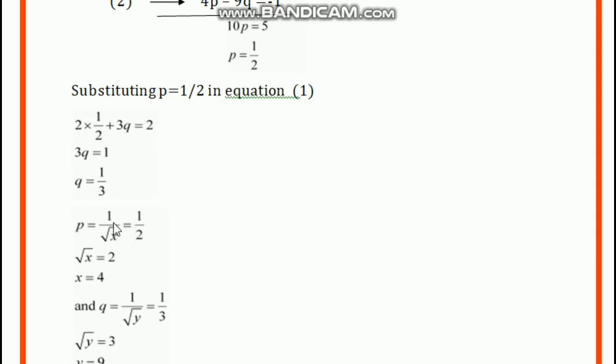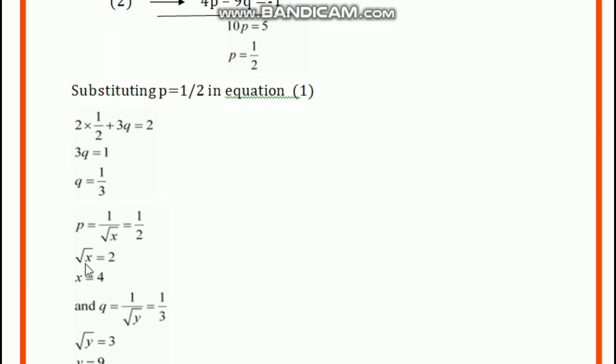Okay, here take reciprocal. So what is the reciprocal of 1 by square root of x? Square root of x. What is the p value? P value is 1 by 2. So take reciprocal, 2. If you are taking reciprocal on the left hand side, you must take it on the right hand side also, or otherwise you will get some other different answers. So square root of x is equal to 2.